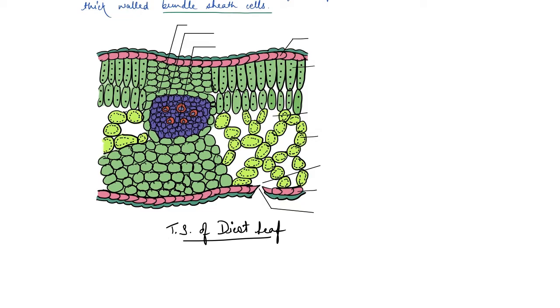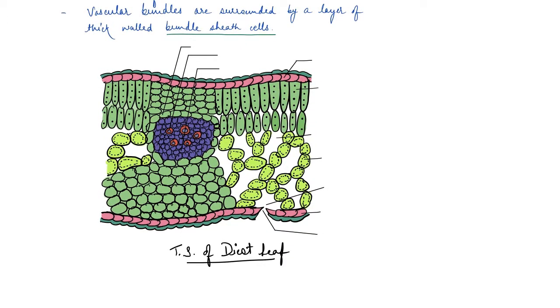If you see this, first what we'll do is label the diagram completely. The outermost layer, as we discussed, is the upper epidermis, which is the adaxial epidermis, and the lower epidermis is the abaxial epidermis.